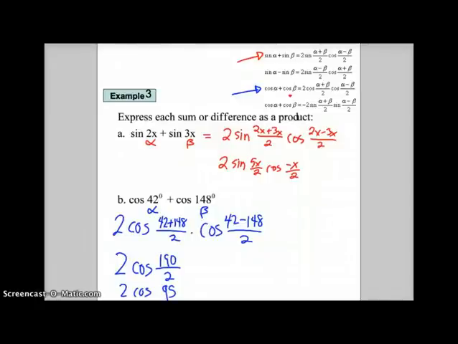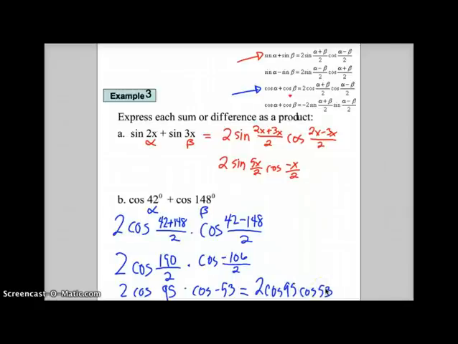And then I still have this cosine here, 42 minus 148 is negative 106. So I'll have the cosine of negative 106 all over 2, or the cosine of negative 53 degrees. Now I'm going to clean this up just a little, knowing that the cosine of a negative angle is the same as the cosine of its positive counterpart. That is an even odd identity that is in the back of your book. So I'm going to change this to 2 cosine of 95, cosine of 53.